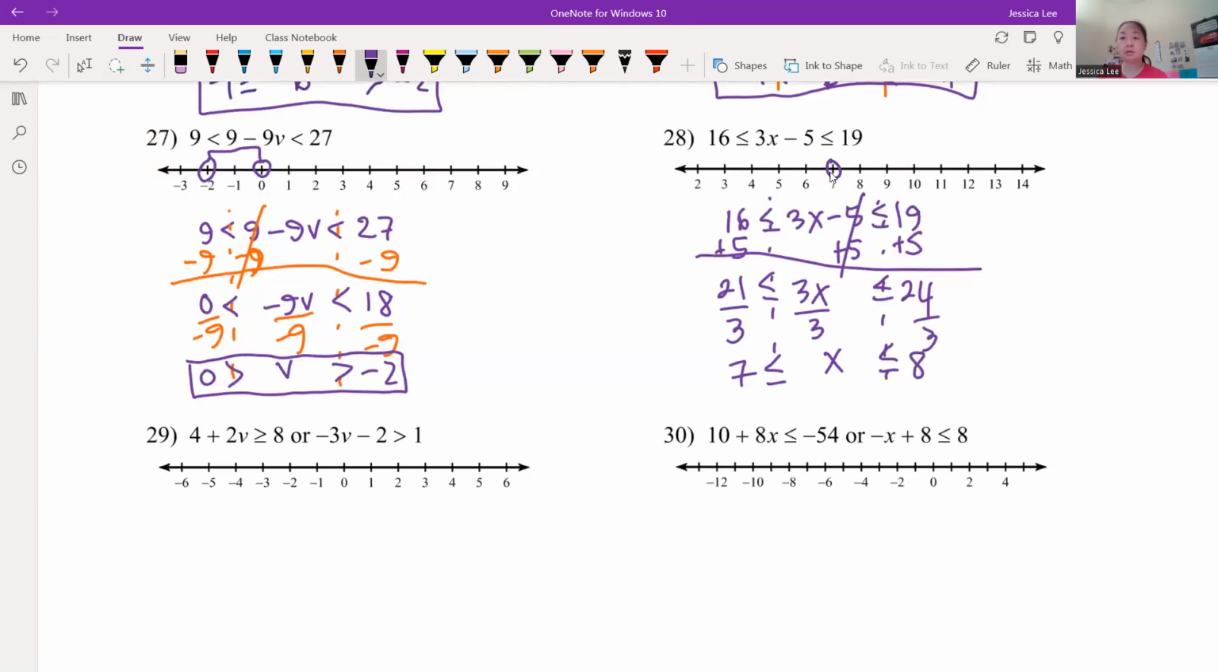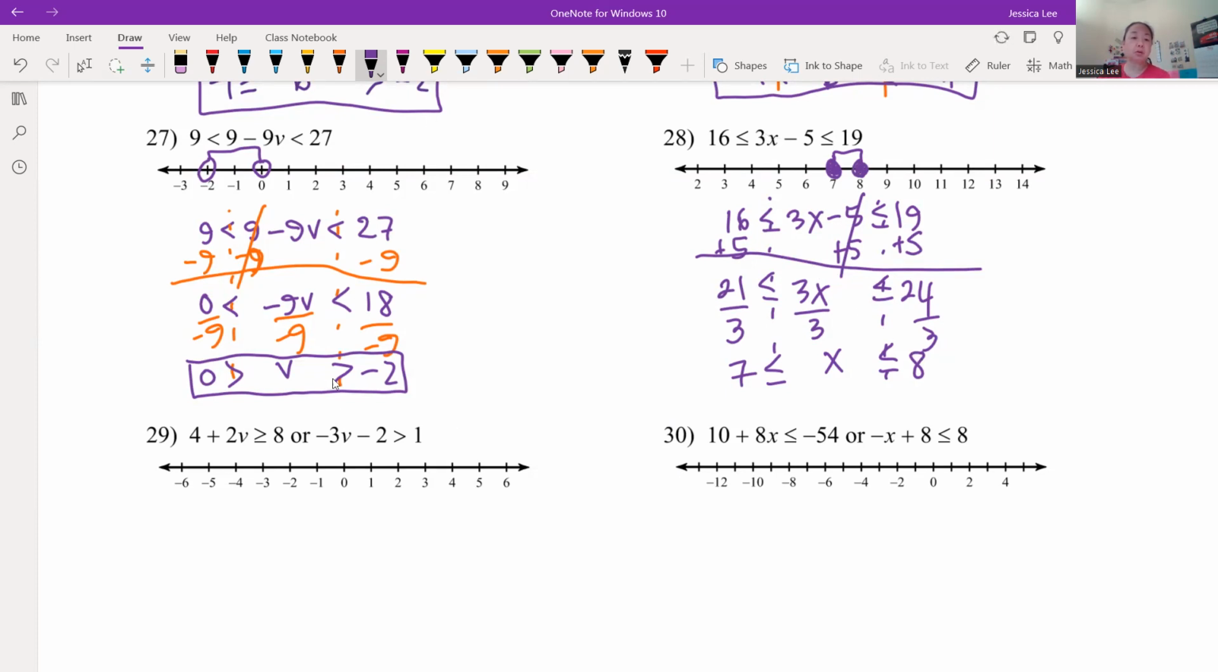So we got 7, closed circle, 8, closed circle, and literally anything in between that will work. 7.1, 7.2. All the other numbers are not going to work for this situation. All right? Okay, now we're going to go to the ors.